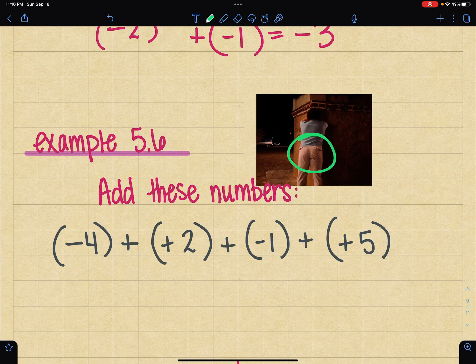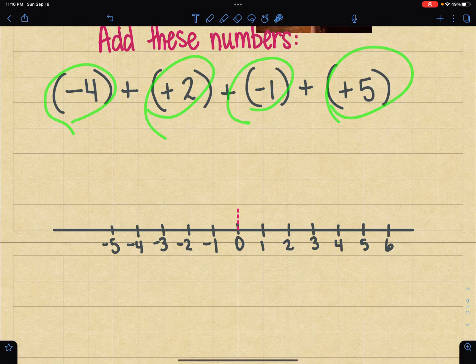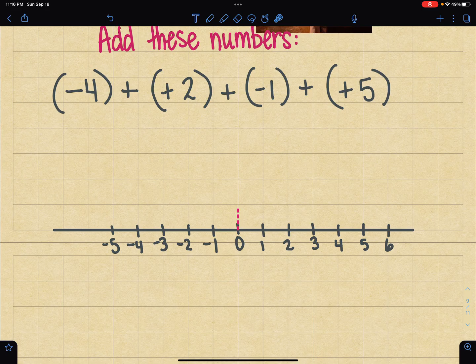Okay, example 5.6, we are going to add these numbers. Guess what? Of course they're going to make it hard, because they know how smart you are. You can handle this. They're not just giving you 2 numbers, they're giving you 4 numbers all at once, mixing signs. There's a negative, there's some positive. Ooh, this one's going to be fun. Okay, let's see how it turns out. Let's just add them in the order that they gave us.